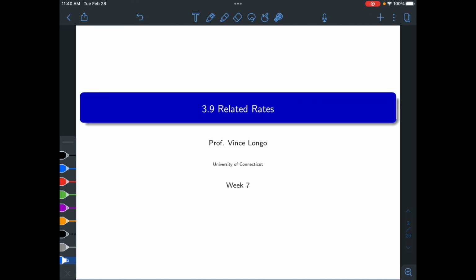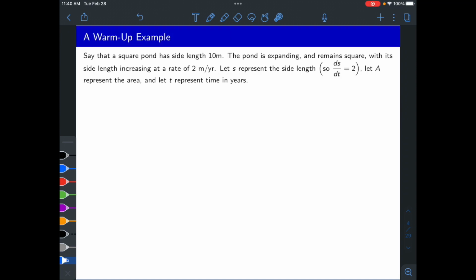So let's move into new stuff. Related rates is going to be the section for today. So we'll start with a warm-up example.